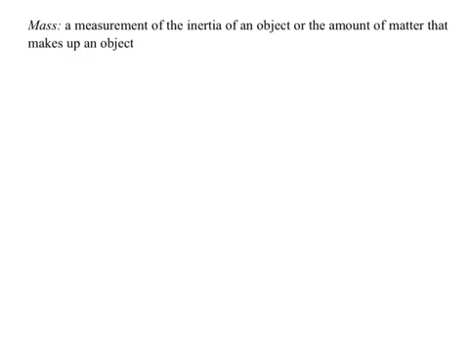Next, we need to define a term called mass. And many of you have heard of mass before, but we need to make sure we really understand what it is. And the interesting part is to realize that it's a measurement of the inertia of an object. The inertia of an object, or as we've heard many times, the amount of matter that makes up an object. That's the standard general definition. But the one we want to really look at is this definition. The measurement of inertia.